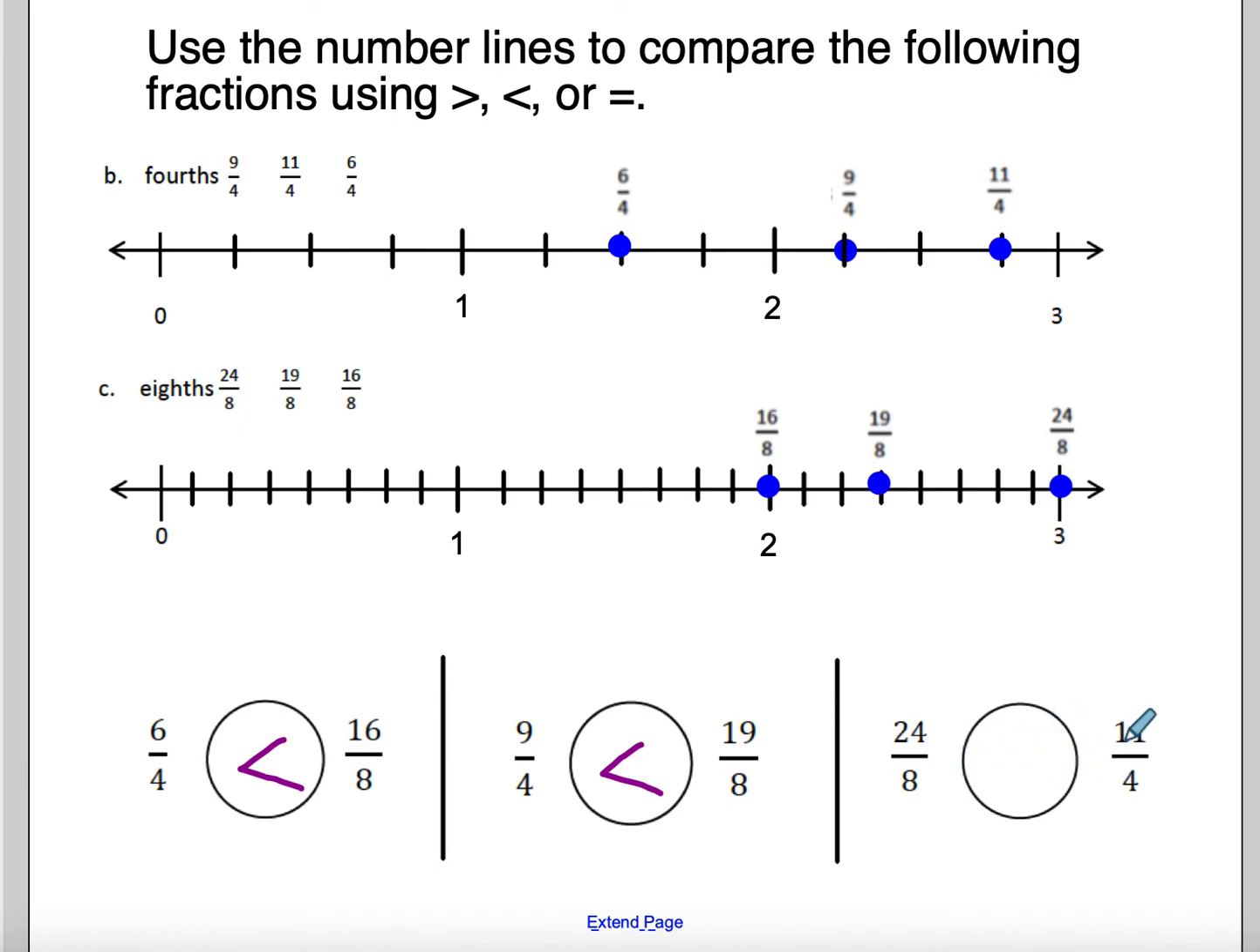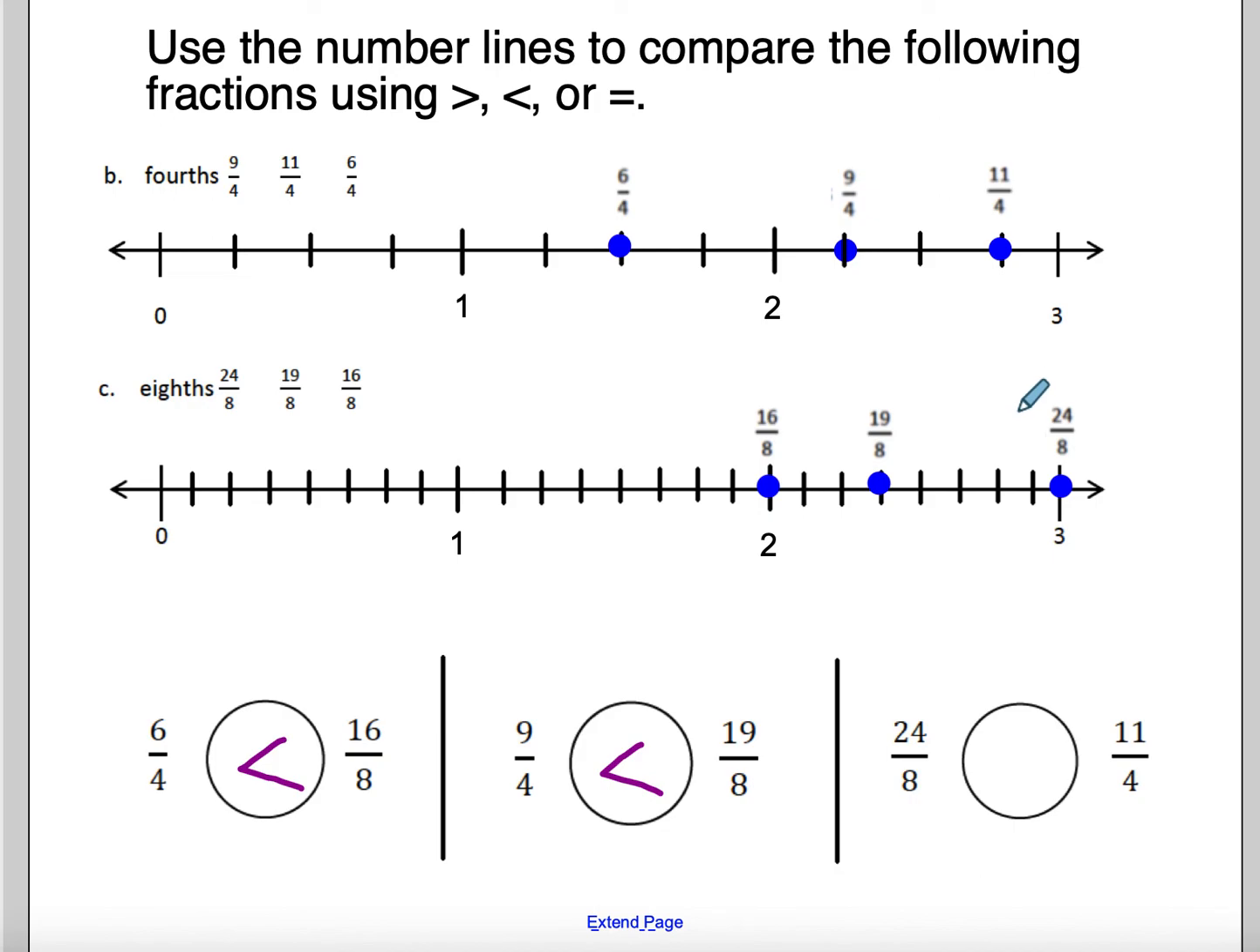So let's do this last one. 24 eighths and 11 fourths. So pause now, solve this one, and then check your work. If you haven't already, please pause the video to solve this one. So 24 eighths I see is right here, and 11 fourths I see is right here.